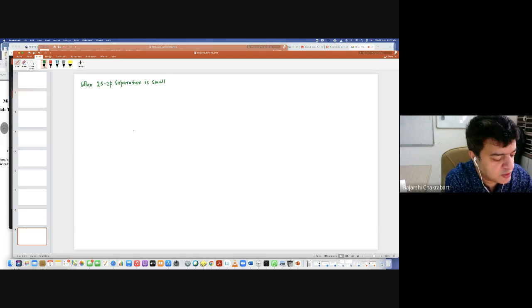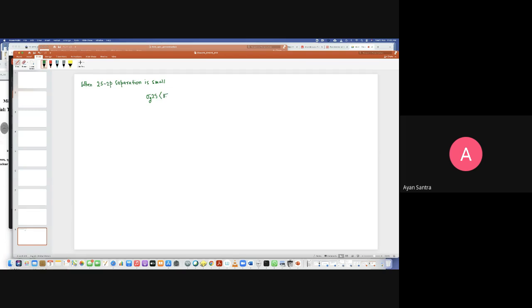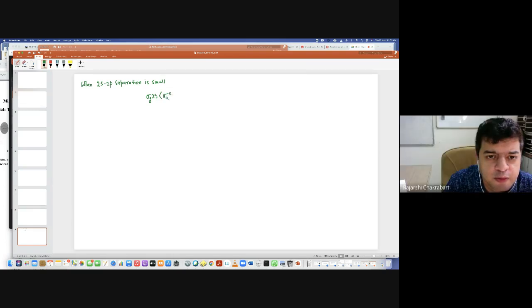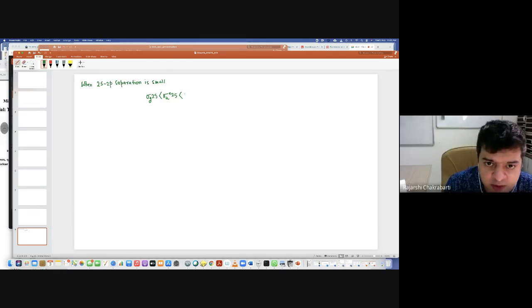Can anyone tell me what the order is? It should be like this: sigma g 2s, that is below. Then the next one would be sigma u star 2s. After that, here it has to be pi u, it cannot be sigma g. It is pi u, yes.